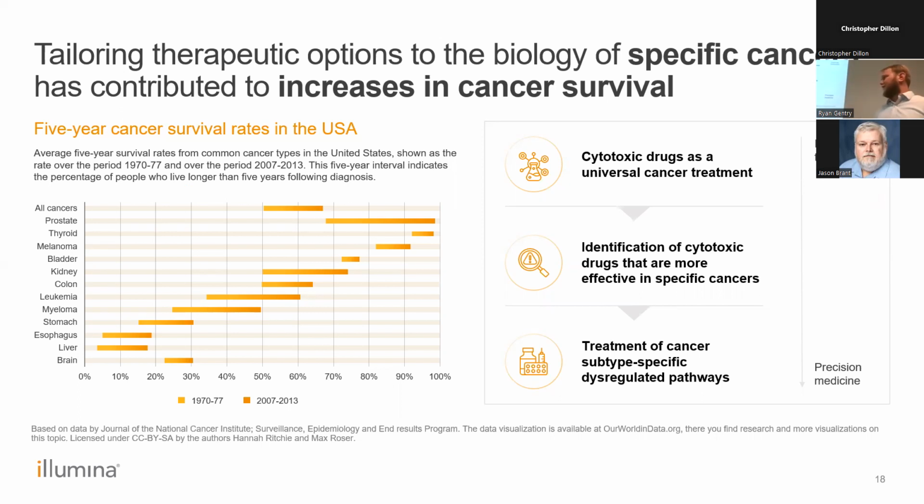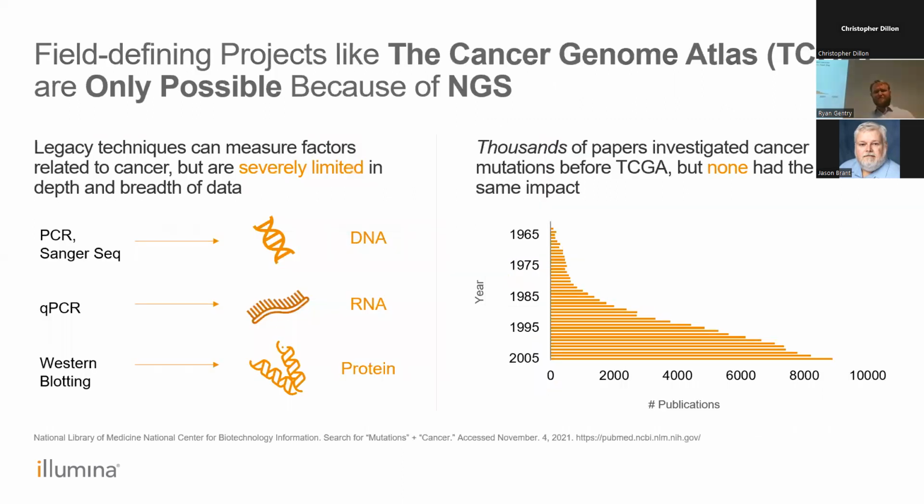So we see over here on the left-hand side, overall median rates of survival from 1970 to 77, and then again in 2007, 2013. In almost all of these, you can see an increase in the survival rate from all the things that are happening in the studies that are going on in the cancer research realm.